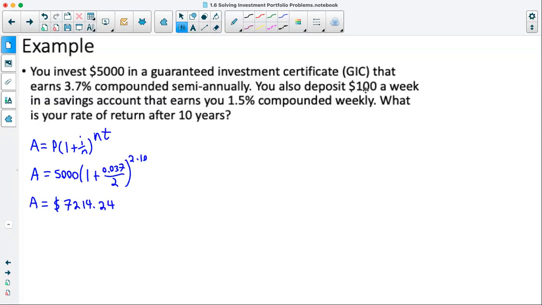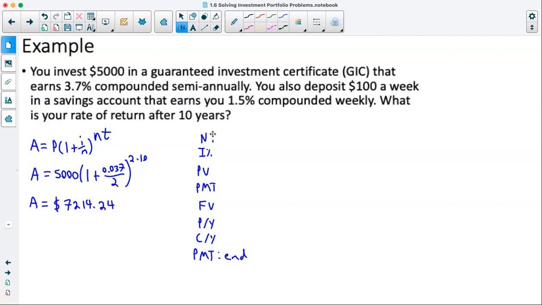For the second part, we're depositing $100 a week into a savings account that earns 1.5% compounded weekly over 10 years. So essentially, this one will use our TVM solver. So we've got N, I, PV, PMT, FV, P/Y, C/Y, and then payment at end.